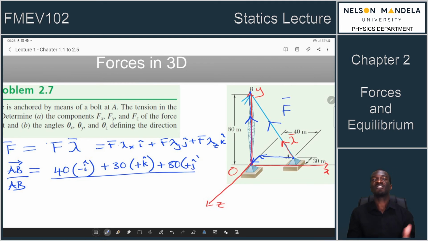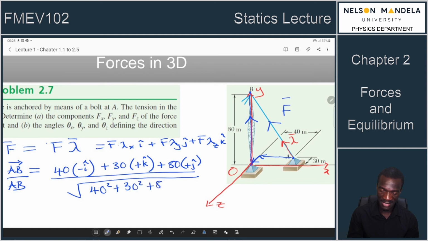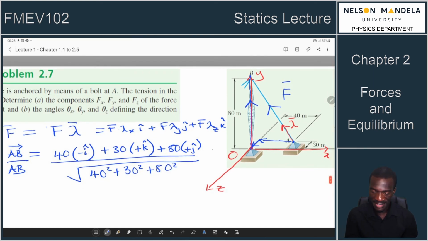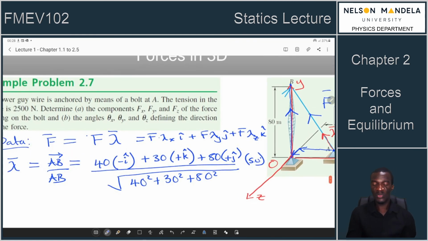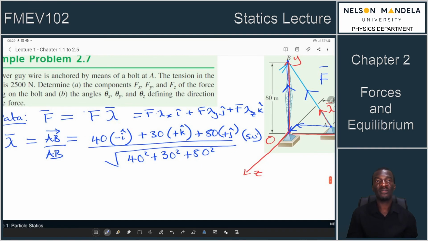What is the magnitude of this whole motion? It is simply 40 squared plus 30 squared plus 80 squared. Let me just see, I'm suppressing units here. Let me see if we are using SI units. Everything's in SI: 30, 40, and 80. So we have first found the direction vector, which was the AB. We are dividing it by its magnitude. This is how we find the what?